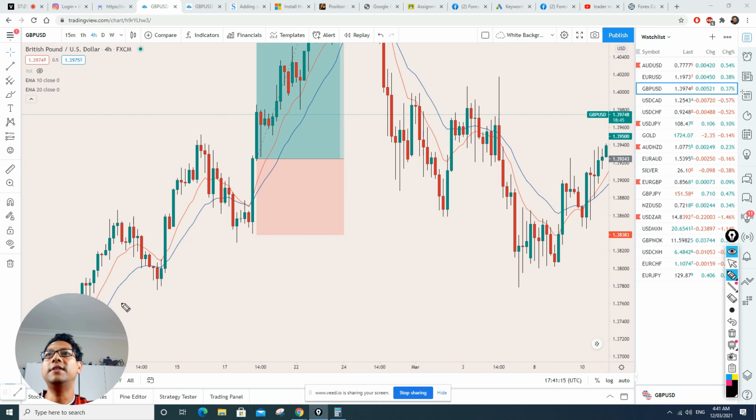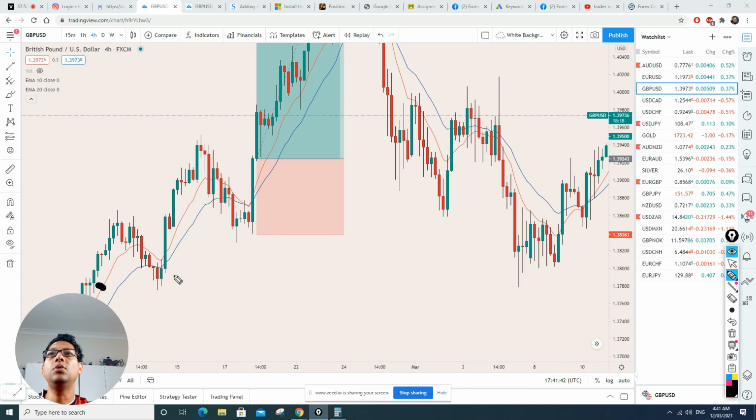Okay, how do you find that? By moving average. If the blue 20 period moving average is below the red, it's an uptrend. If blue is above the red, or the 20 period moving average is above the red, it is a downtrend. So if it is a downtrend, you will do sell trades. If it is an uptrend, you will do buy trades.